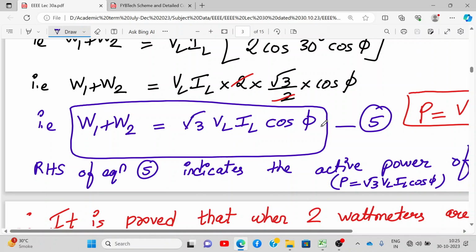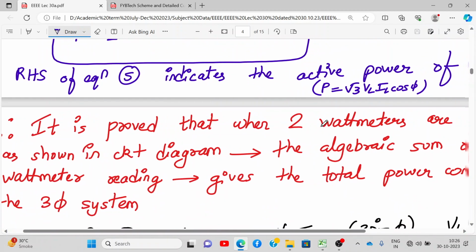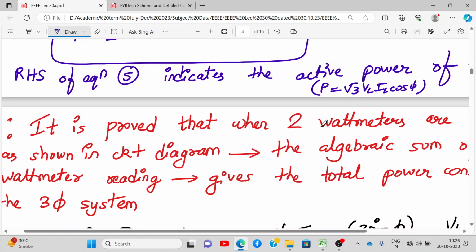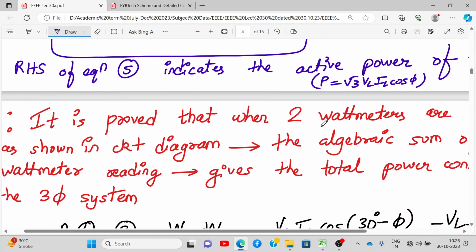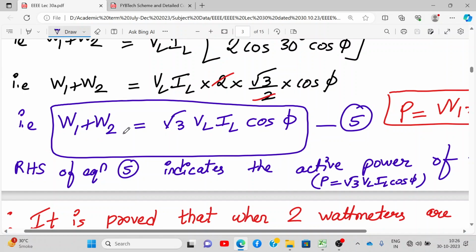Now, if you measure the power using the two wattmeter method, what you need to do is just add the W1 and W2 readings. That will be the same as the active power of the circuit. This is root 3 VL IL cos phi. So in a two wattmeter method, the addition of two wattmeter readings gives you the active power of the circuit in a three-phase circuit. Is this understood? Yes or no? So basically W1 plus W2 is equal to P. That is what we have proved over here.